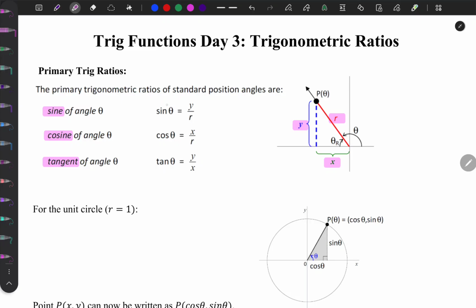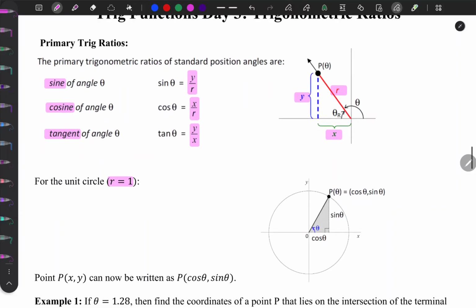Our formulas that we used in Pre-Calc 11: sine theta is equal to y over r, cosine theta equals x over r, and tan theta equals y over x. For the unit circle, we have a radius of 1, and this allows us to rewrite our equation slightly when we're looking for a point that is on the unit circle and on the terminal arm of the angle.